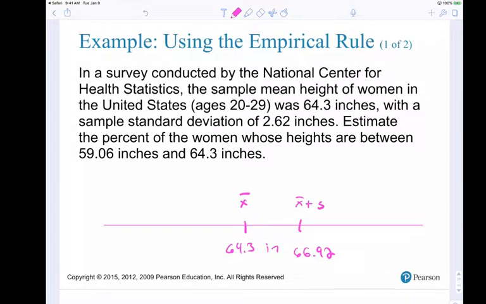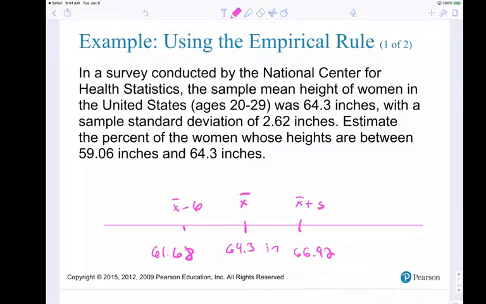Hey Siri, what's 64.3 minus 2.62? 64.3 minus 2.62 is 61.68. Okay. That's one standard deviation.